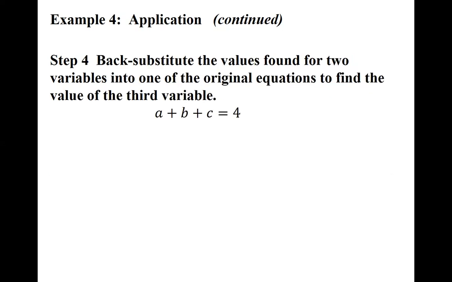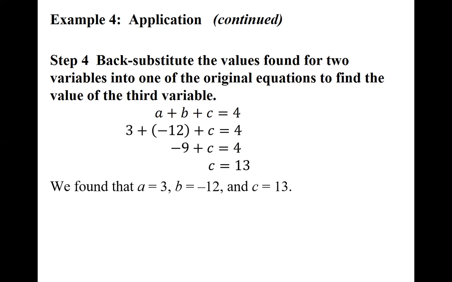Let's plug those into one of our original ones. I'm going to pick the one that is the simplest looking. We get 3 minus 12 plus c equals 4. 3 minus 12 is negative 9. So negative 9 plus c equals 4. Add 9 to both sides. c equals 13. So we found that a equals 3, b equals negative 12, and c equals 13.